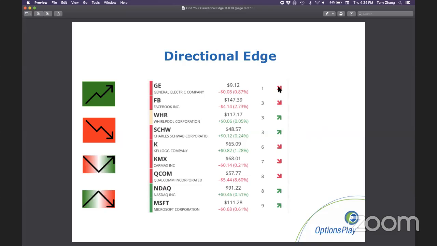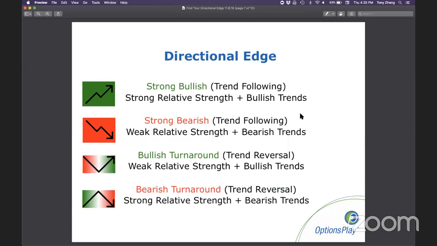So very quickly, without having to pull up a chart, without having to do any fundamental analysis or any analysis at all, I already have a quick understanding as to where I should pay my attention if I'm looking for bullish or bearish stocks. If I'm looking for bullish, I'm going to look at Microsoft and NASDAQ as a starting point. If I'm looking for bearish opportunities, GE and Facebook are probably better places to start. And notice how we can do that within just a few seconds without having to do any further analysis. And that's really the key here of Options Play.